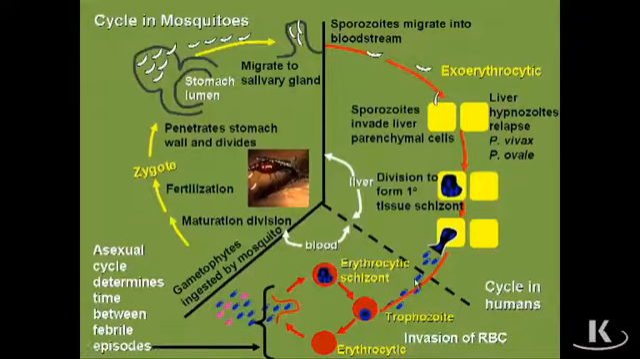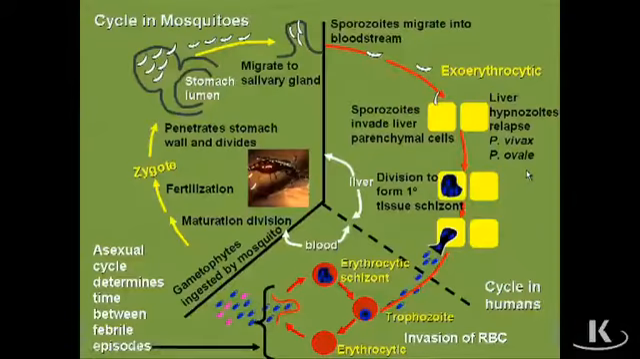So now the schizont ruptures, gets into the red cell, forms an erythrocytic schizont, and then those red cells will eventually rupture. The febrile periods in malaria, say every 48 hours or every 72 hours, follow the cycle of red cell lysis. So every time you go through one of these cycles and release new crops of merozoites, that determines those febrile episodes.